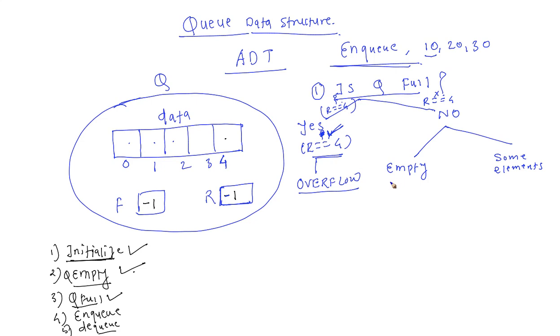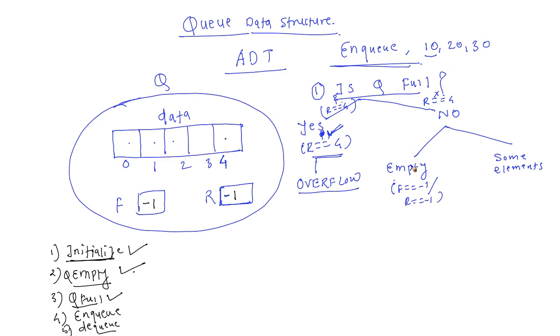Now the second question I ask is, because I am going to perform the NQ operation, there are two situations. The queue might be empty, or there might be some elements. So I'll ask, is the queue empty? How will I check whether the queue is empty or not? I'll check the value of F and R, F equal to -1 or R equal to -1.